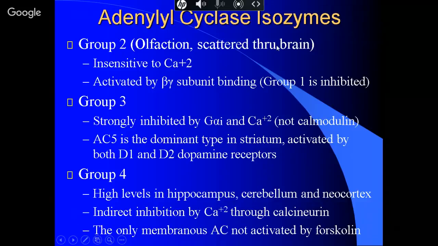Group 2 is involved in olfaction, but it's elsewhere throughout the brain. And group 2 has no sensitivity to calcium. So you might want to use a cyclic AMP system, and you might not want it sensitive to calcium. Fine. Okay, good. So you have one of those. And notice that group 2 is activated by the beta gamma subunit, and group 1 was inhibited by the same subunit. But that doesn't mean that those two things will happen simultaneously, does it? Because the group 1 adenylate cyclases may be in the proximal dendrite, and the group 2 may be in the distal dendrite.